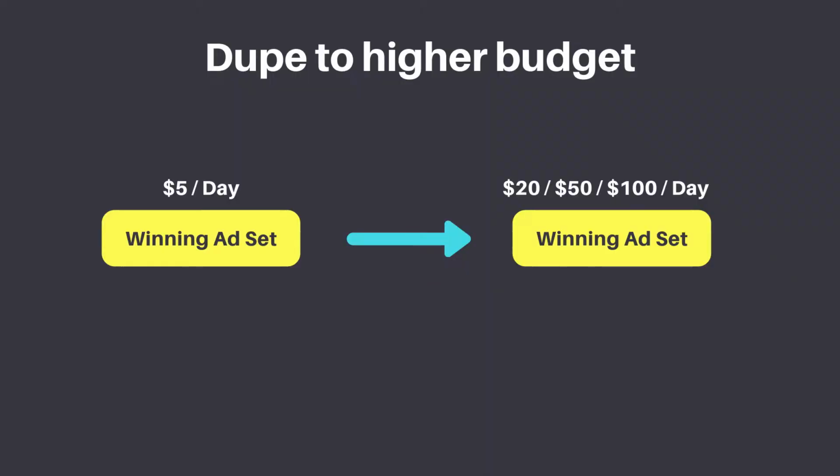So the second thing I would do with my $5 ad set that is generating sales is duplicate that same ad set to a higher budget. Why? Because $5 a day is not going to get you very far. So I want to see if this is truly a scalable ad set with a scalable product. So I usually dupe it to $20, $50, or even $100 just to get the data faster.